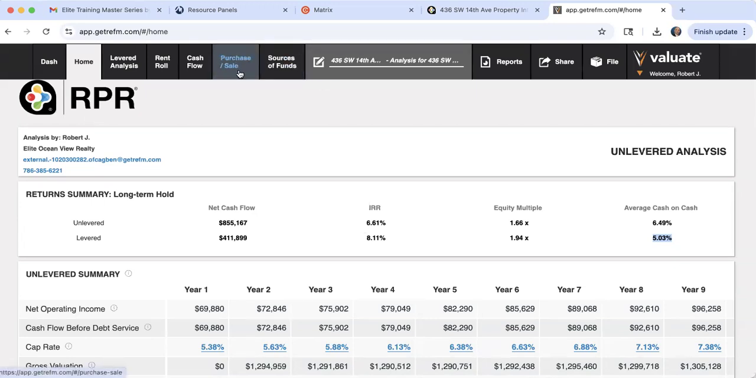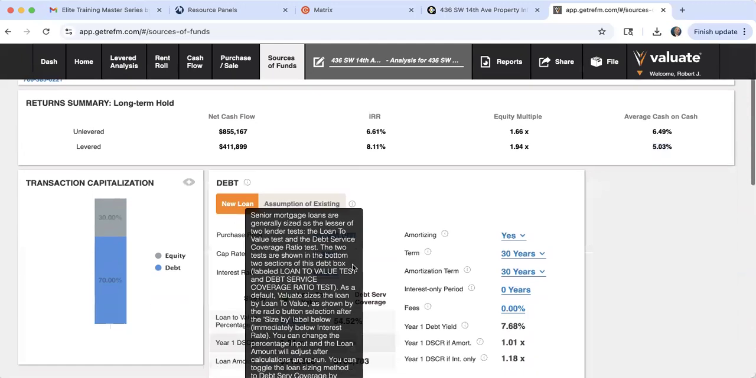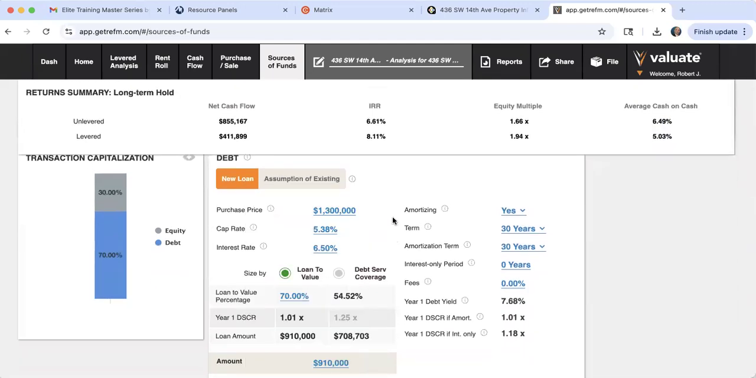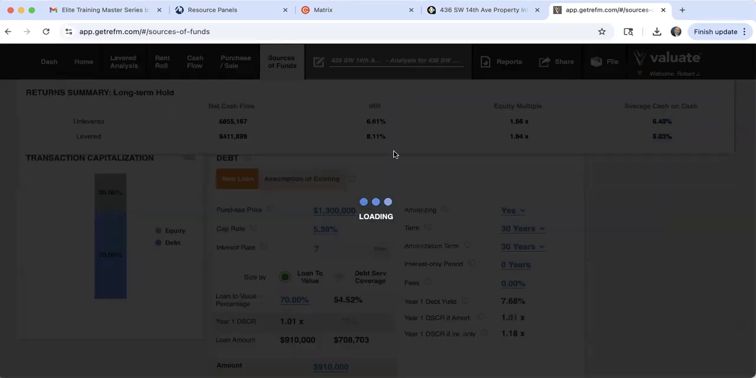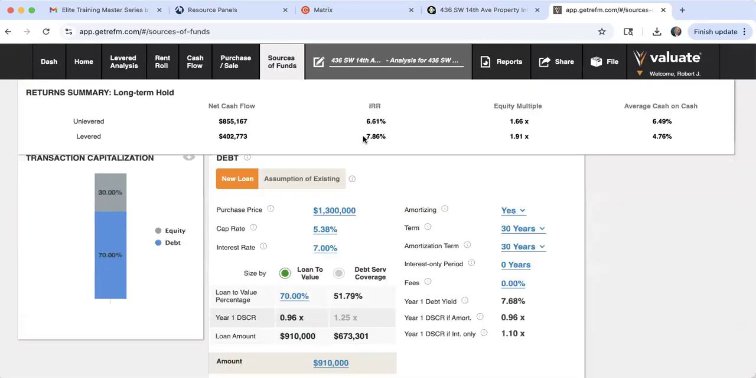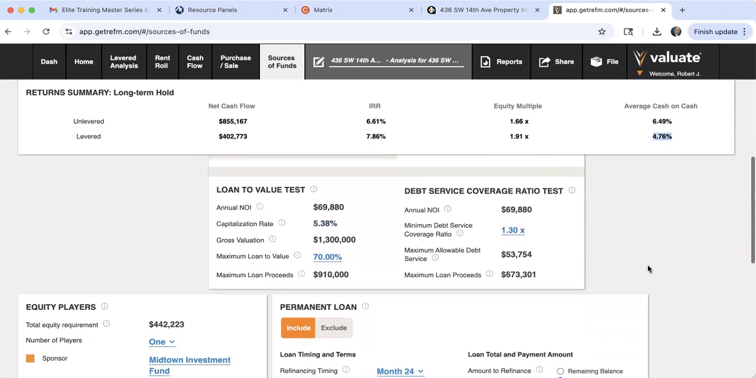You guys can always come over here to sources of funds. You can play around with the interest rates. You can play around with the down payments, the purchase price, and see how these numbers turn around. Let's say our interest rate jumps to 7% instead of 6.5. Change it to 7. Are we still looking at a return? Yes, we are. We're looking at a 7.86 rate of return yearly, and our cash flow is still high. It's still 4.7%. So just increasing our interest rate by half a percentage point, you're still looking at realizing a profit.